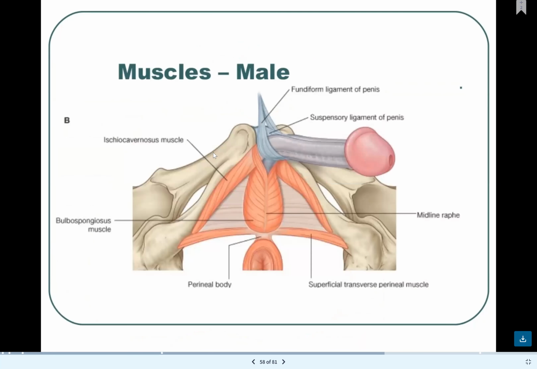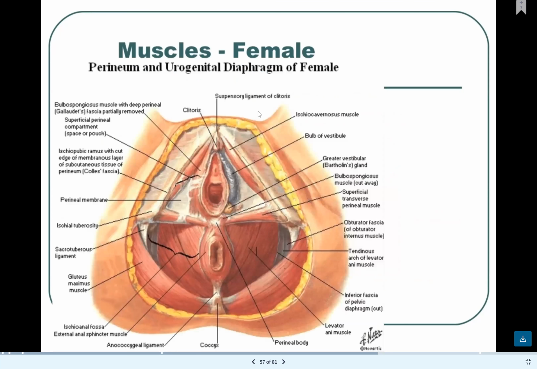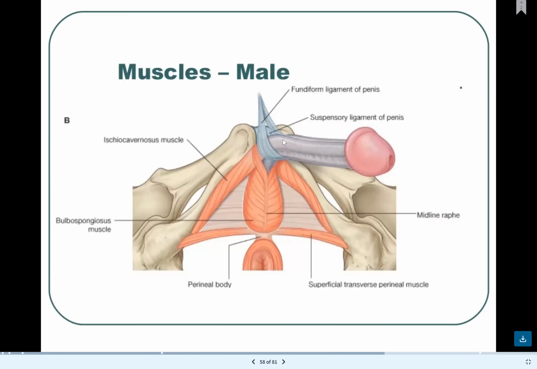So in the male, aside from the muscle, which is very strong, we have a lot of ligaments that will hold the root over here so that it doesn't fall. One of them is the fundiform ligament of the penis, and then the suspensory ligament. We do not have the fundiform ligament in females, but we have the suspensory ligament of the clitoris. So the suspensory ligament suspends it, and then the fundiform holds it in there.